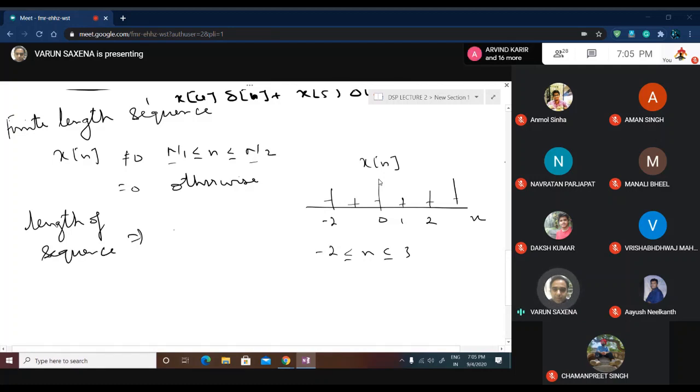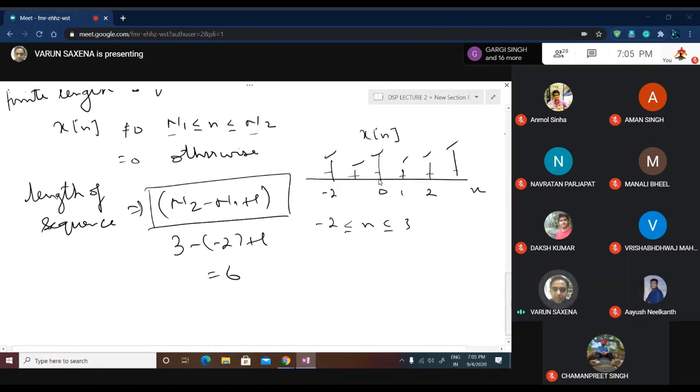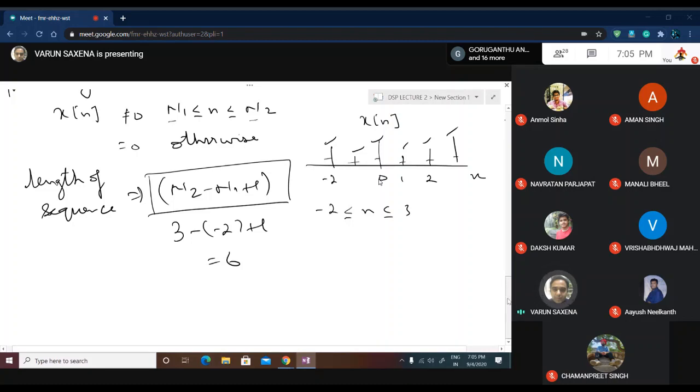Length of sequence is given as n2 minus n1 plus 1. So in this case, it becomes p minus 2 plus 1, which is equal to 6. 1, 2, 3, 4, 5, 6. That's the length of the sequence. So this is a standard formula you need to remember. It will become very handy once we advance into the course and go to DFTs, where the length becomes important.